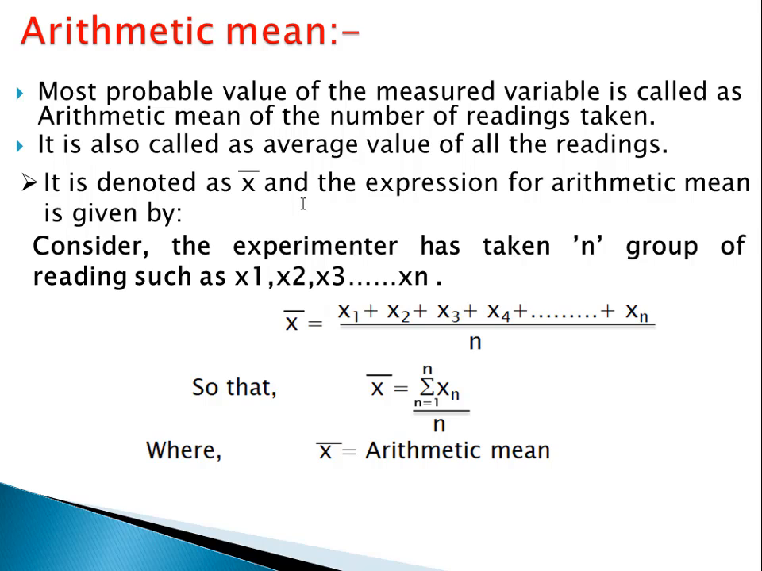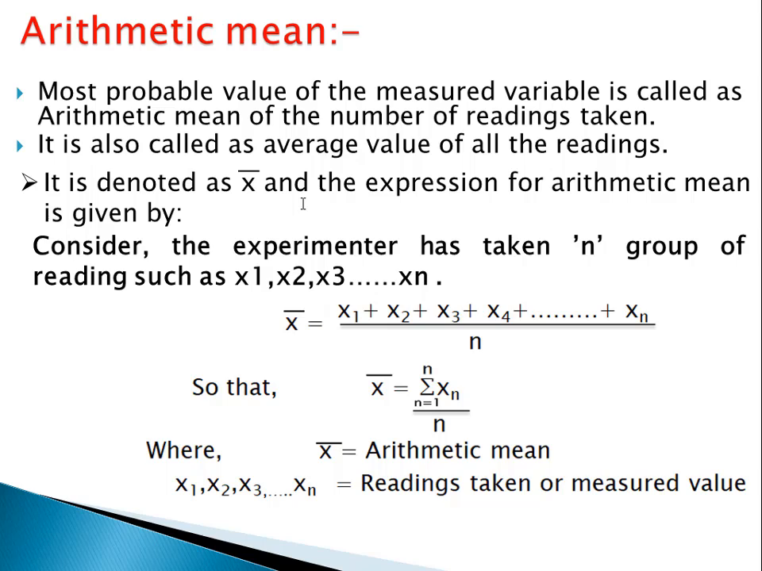Here x bar is equal to arithmetic mean. x1, x2, x3 up to xn are called readings taken or measured values, and small n indicates the total number of readings in the measurement system. By using this expression, we can find the average value of all the readings in any problem.